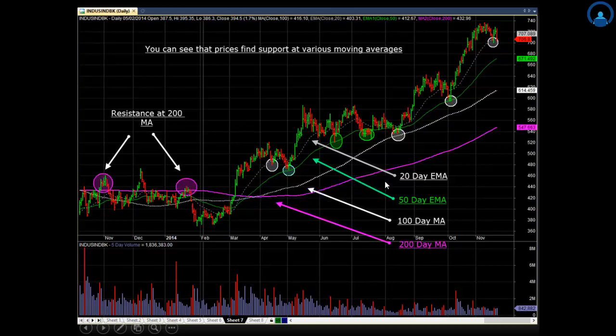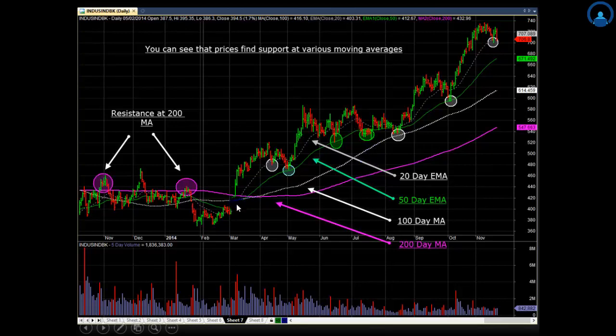A 200-day moving average takes close prices of the past 200 days to calculate its value, and then it plots itself on the chart. Hence it is much slower and much more rigid as compared to any other moving average.